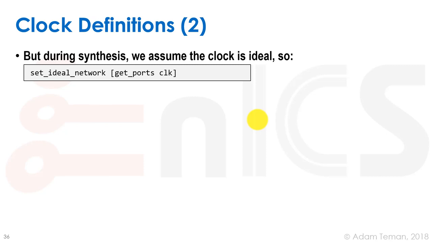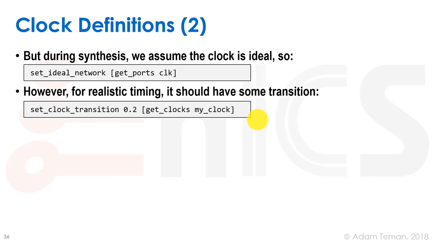So during synthesis, our clock is ideal. Remember, we don't have any skew. So we want to tell it that, listen, you don't have to go and put the high fanout of the clock in your wire load model and get this large delay and this terrible transition. So what we'll do is we'll say set_ideal_network on the clock.